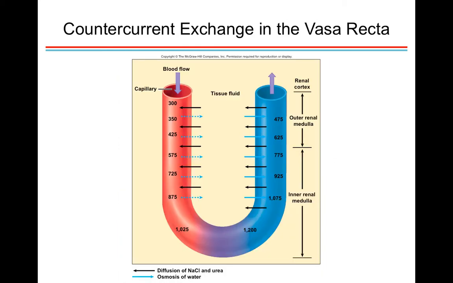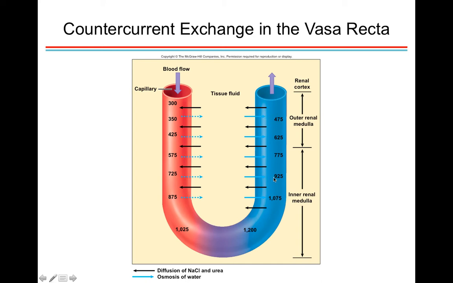And then here again is the vasa recta. The one thing that's weird is this is shown, in my opinion, in the wrong orientation to compare with what we just looked at a minute ago, because the descending vasa recta capillary, this is where the sodium and chloride are being picked up, shown in black, right? And it's the ascending vasa recta capillary that is actually picking up the water.